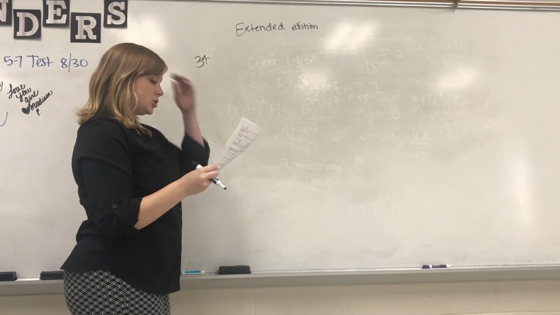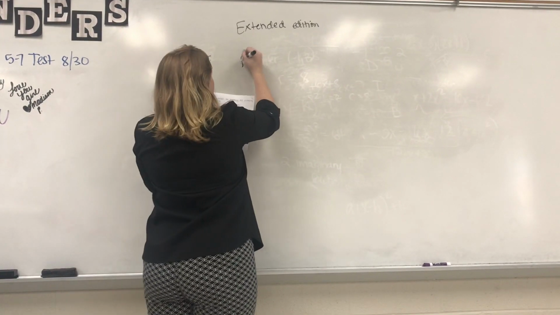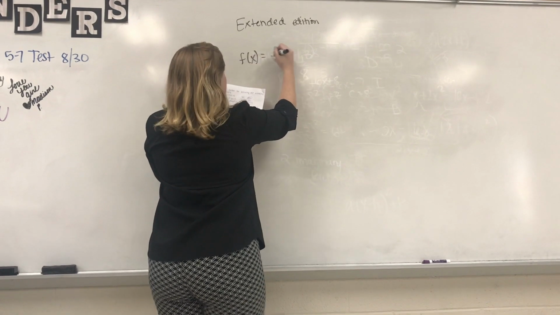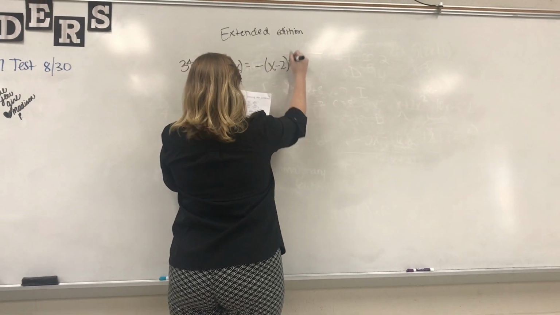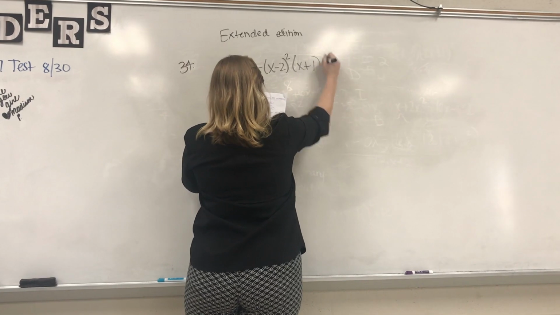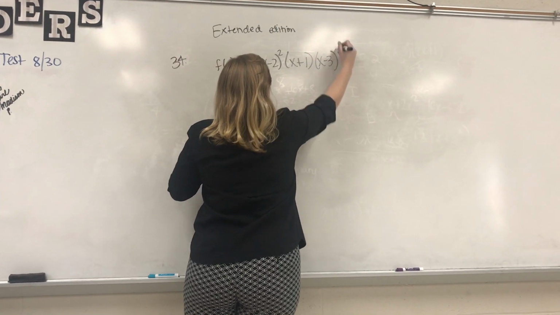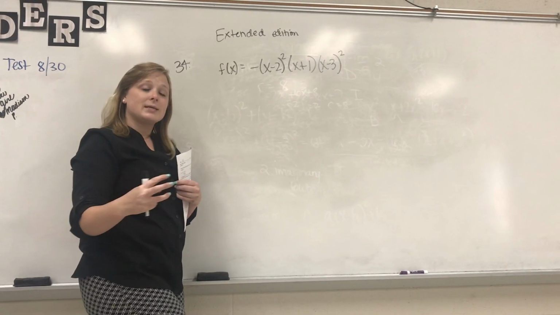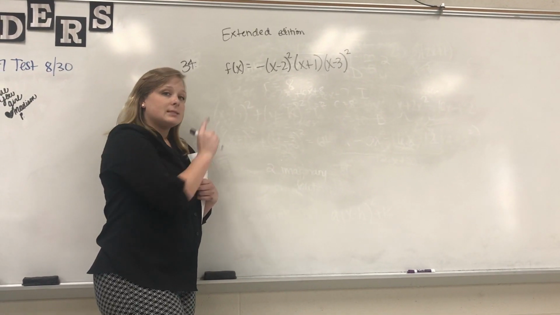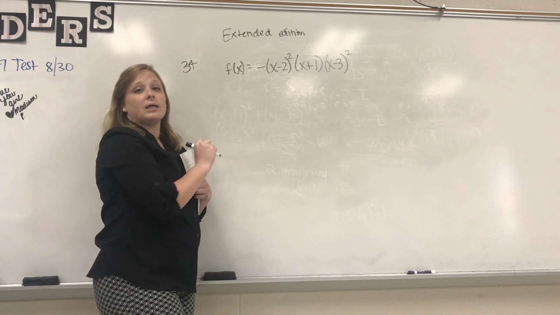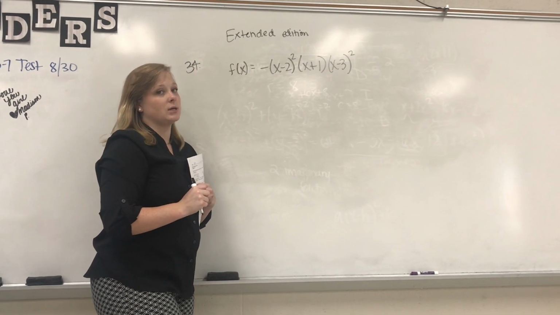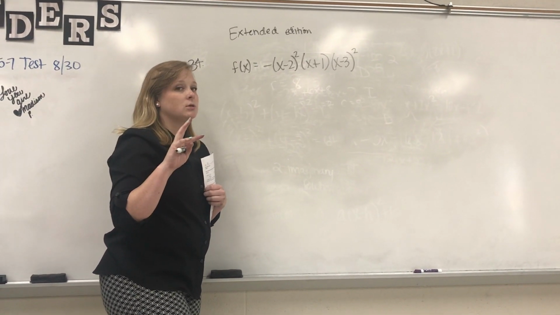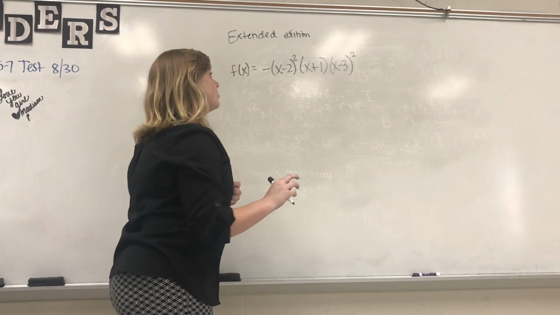Number 34, okay, you're going to be asked to sketch a graph. So, f of x equals negative x minus 2 squared, x plus 1, x minus 3 squared. So, here's the things that you should notice. Now, everything about this is going to look like what you're going to see tomorrow. The numbers are just going to be different. That's all that I changed, okay? Because I know it's been a while since we graphed polynomials.